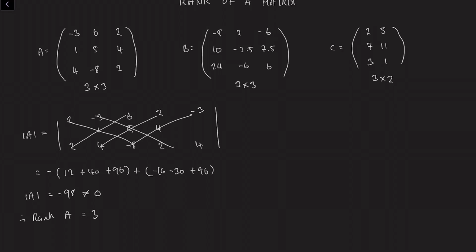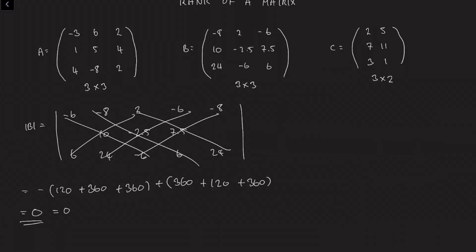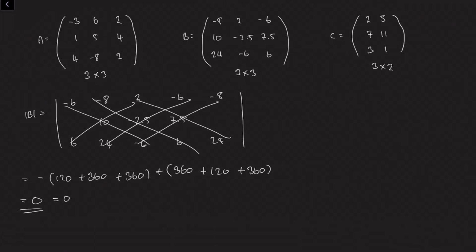You just find a normal determinant and that's basically it. So again, I will do that and I'll be back. So I found the determinant of matrix B, and essentially what we found is negative 120, negative 360, negative 360, and then plus 360, plus 360, plus 120. You don't even need the calculator for that. It will equal 0 because you have equal numbers on each side.